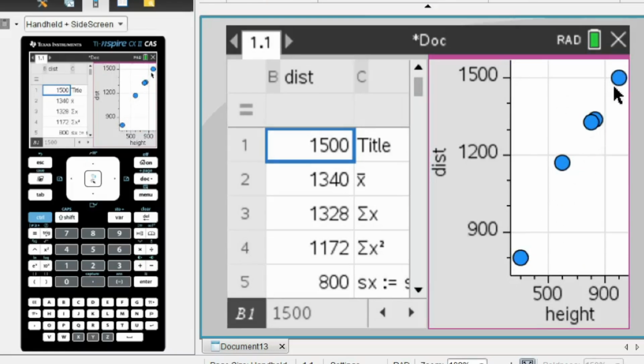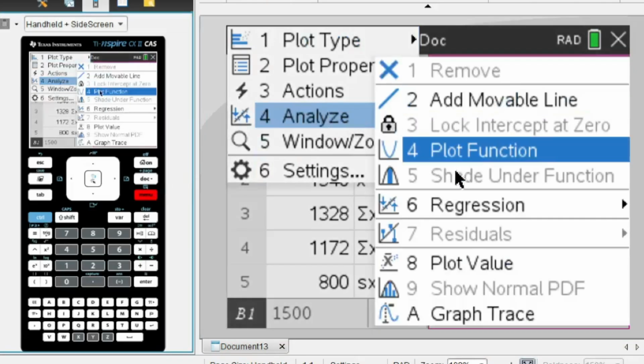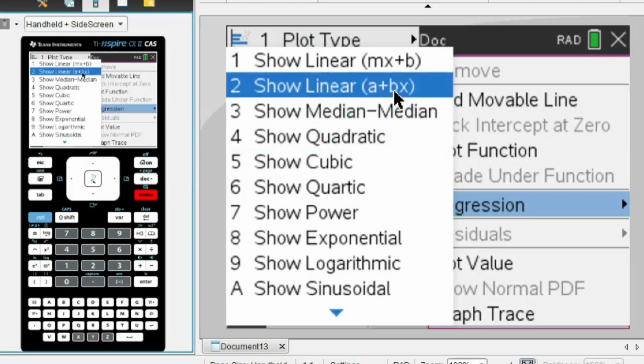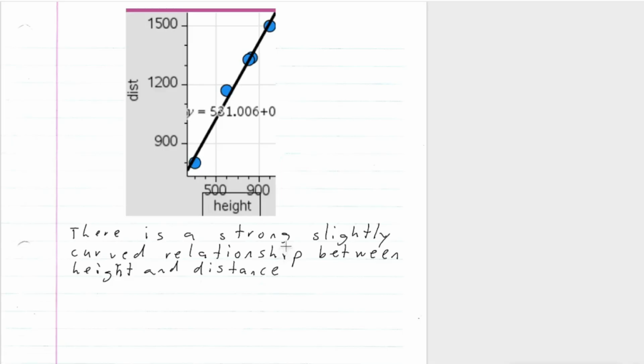As you can see, it's pretty strongly linear, but it's slightly curved. So this is where doing some different types of modeling might help. But we can even go to Menu, Analyze, and we can do the regression, and Show Linear, and there's our linear function. That represents this. So we have a strong, slightly curved relationship between height and distance.